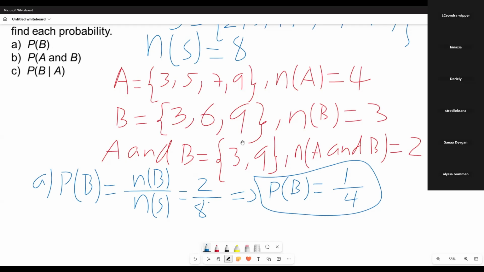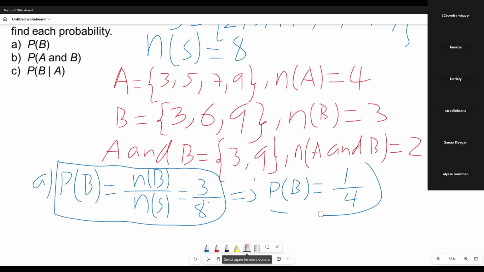Professor, I'm confused. Isn't N of B equal to 3? Yes, you're right. This is just 3 over 8. Thank you. So let me just remove this. It's 3 over 8. Okay.